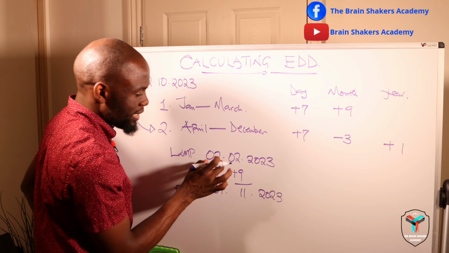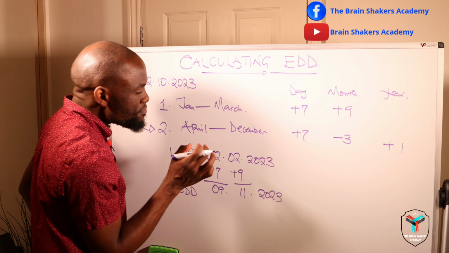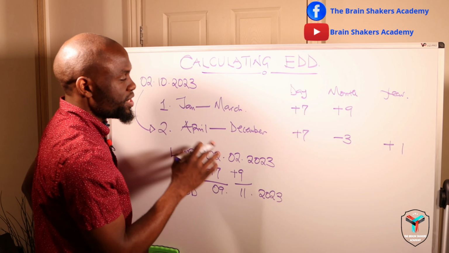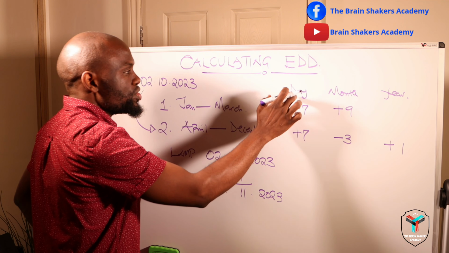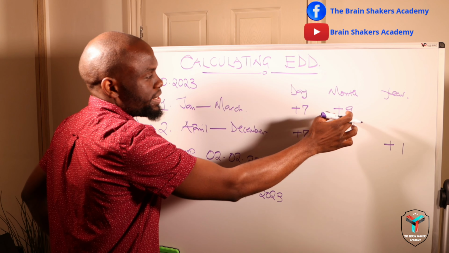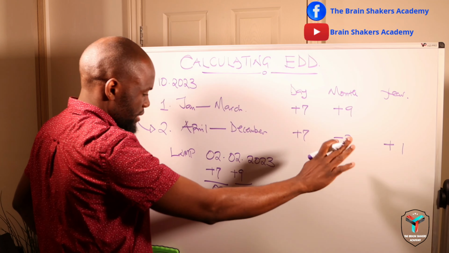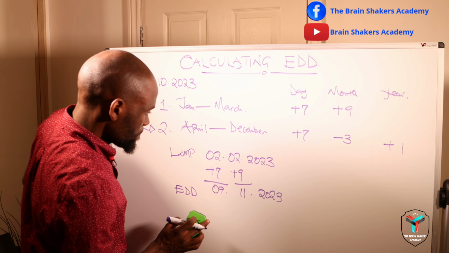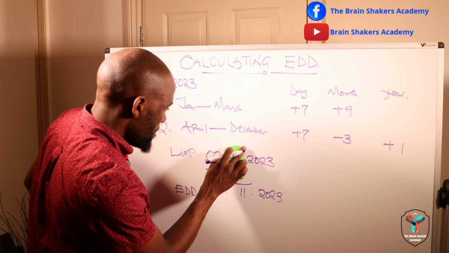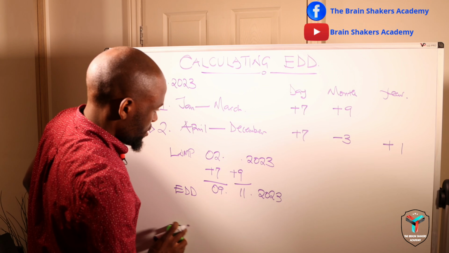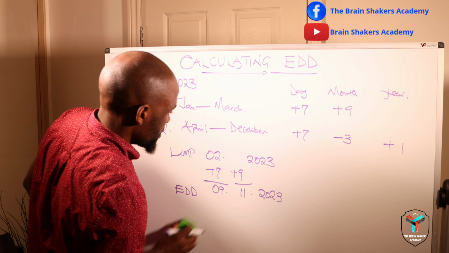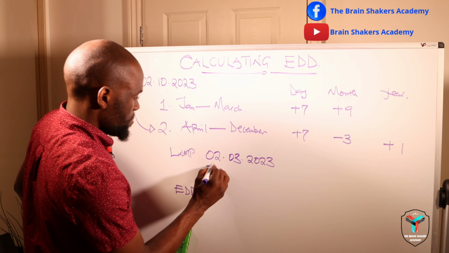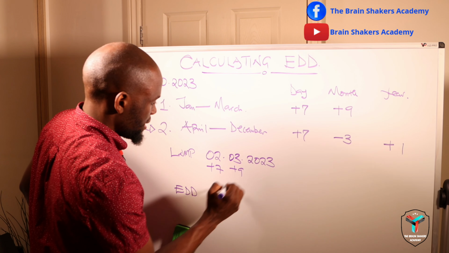That is when the last normal menstrual period falls within January to March, in the first 3 months. Then you add 7 days to the day, and you add 9 months to the month. You don't add anything to the year. Now, let's take, for instance, this person was in March. If we did give them March here, then we will add a 7 here and add a 9 here.